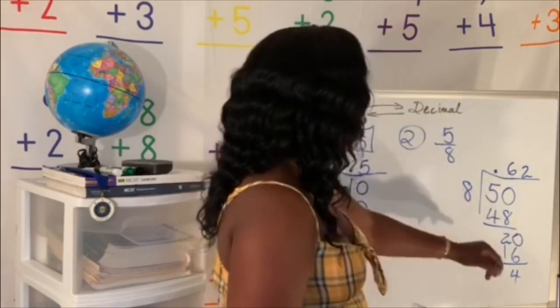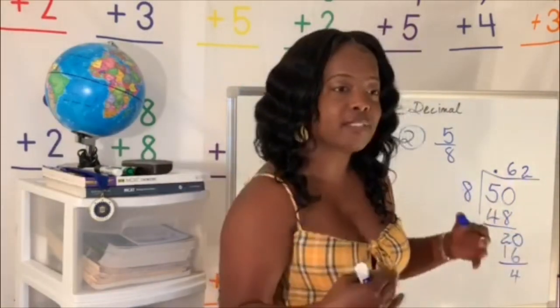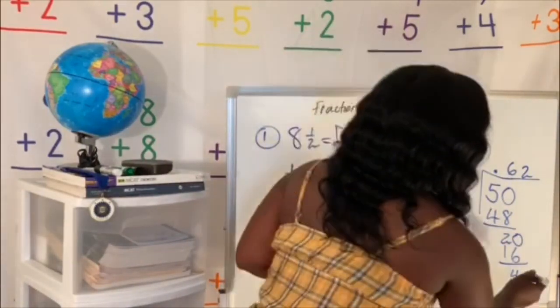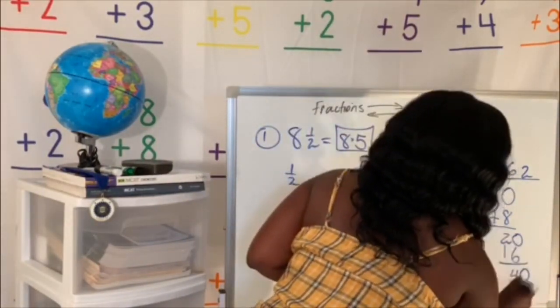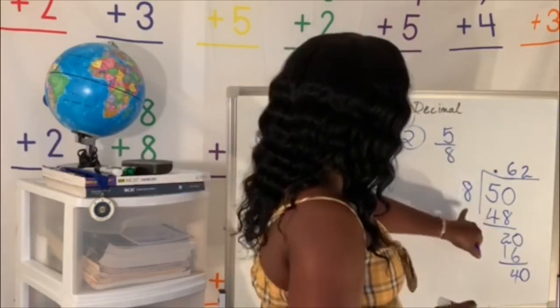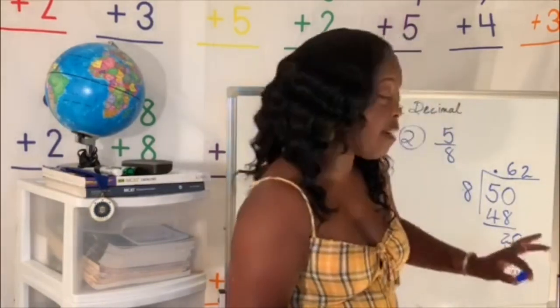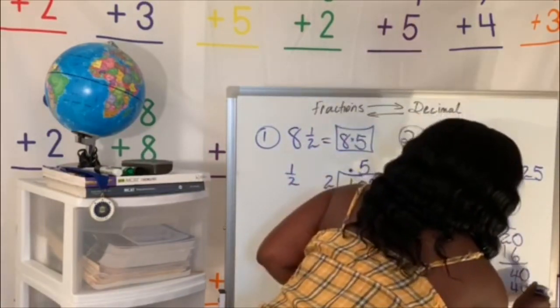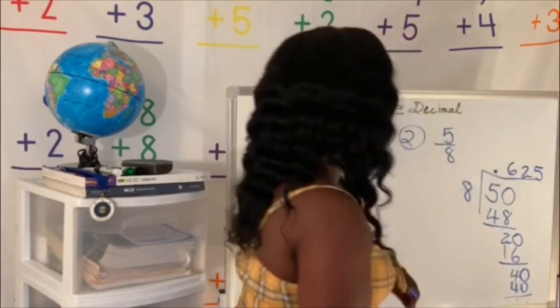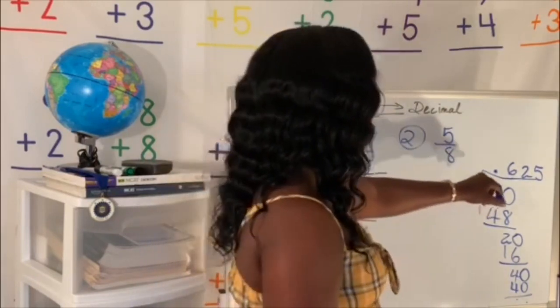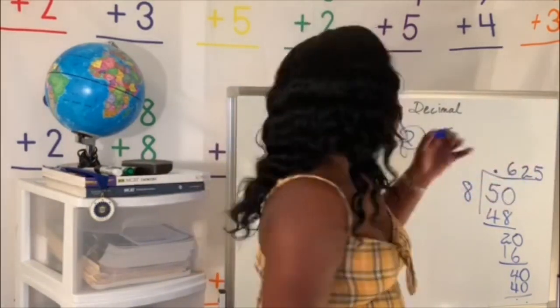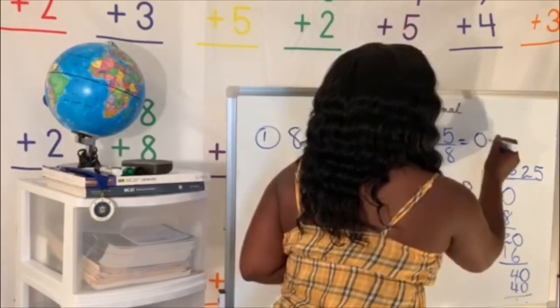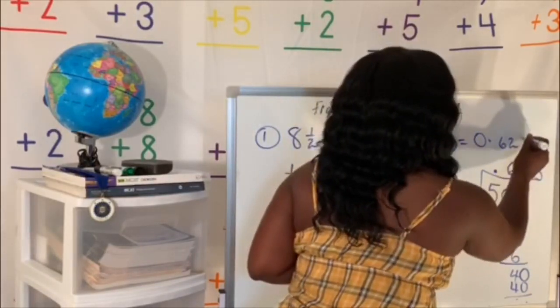So again, since we still have a remainder, we're going to have to try to not get a remainder. So again, we're adding another 0. And how many times can we get 8 in 40? That's 5. And now we're all even, because 5 times 8 gives us 40. So now, since there is no remainder, we know that 5 over 8 as a decimal is 0.625.